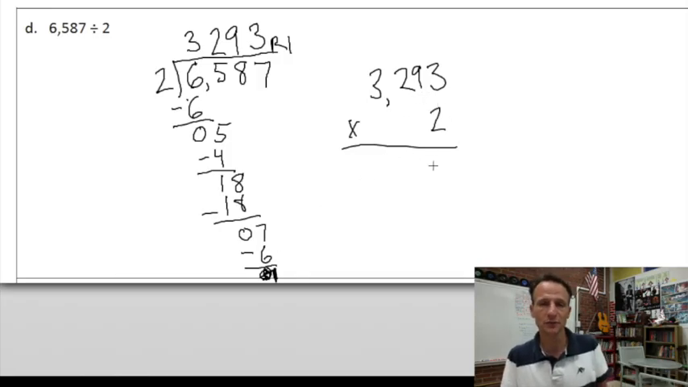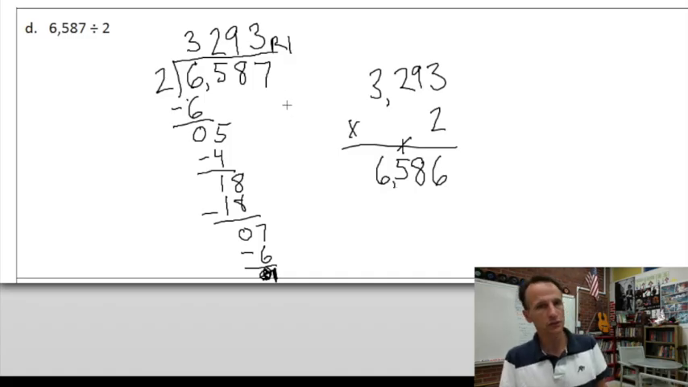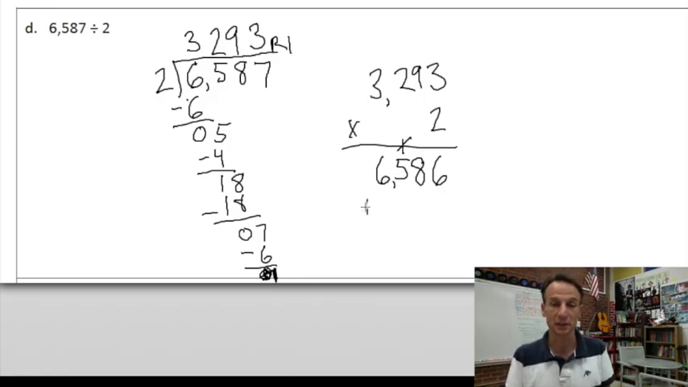All right, so 2 times 3 to check this. Quotient times divisor should give us dividend. So 2 times 3 is 6. 2 times 9 is 18. 2 times 2 is 4 plus 1 is 5. 2 times 3 is 6. So 6,586. Wait, that does not match my dividend. Yes, because I didn't make a mistake this time. Can you believe it? Add in that remainder of 1.